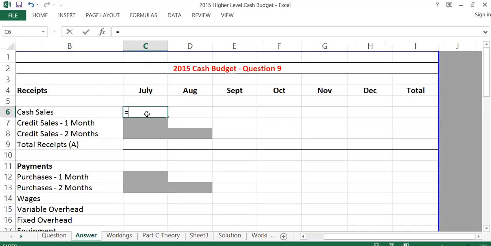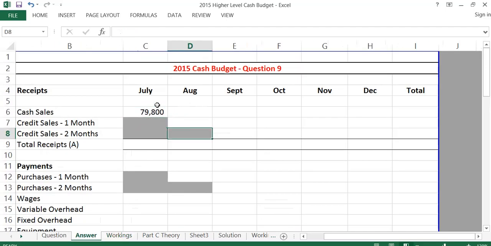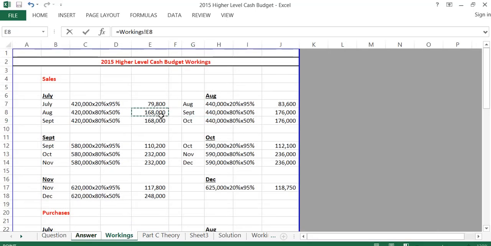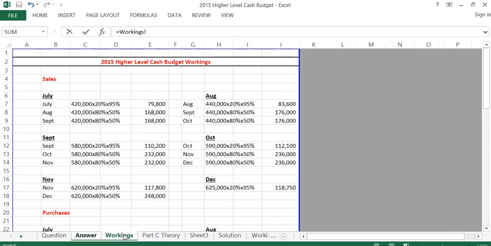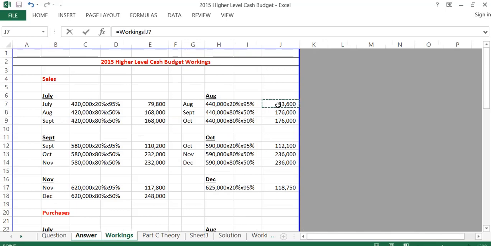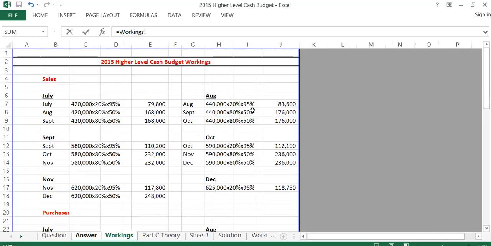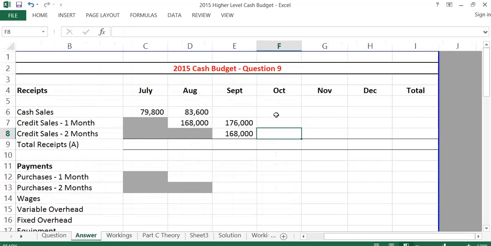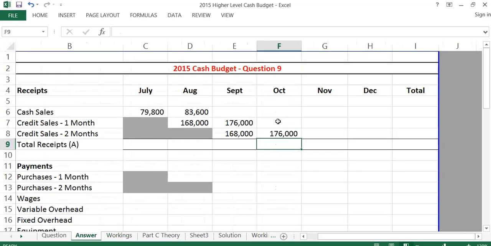So in July, I can see that I'm going to get 79,800 from the cash. Then in August, from July sales, I'm going to receive 168,000, and in September, from July sales, again I'm going to receive 168,000. In August, I'm going to receive 83,600. In September, I'm going to receive 176,000, and the same in October. I'm going to receive 176,000.